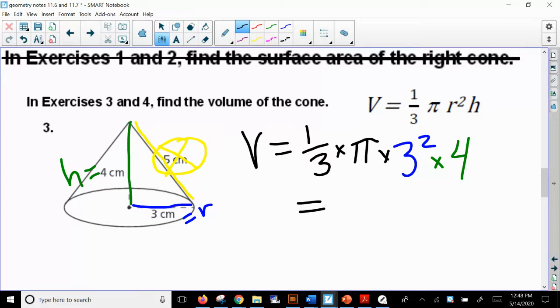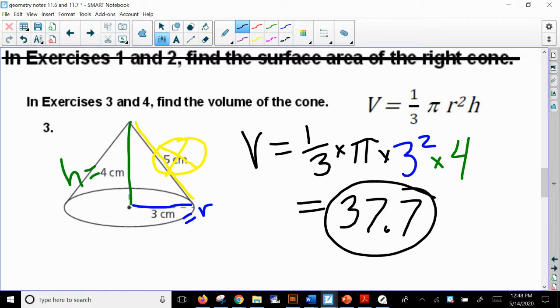And I have a decimal, 37.7, because I rounded up to the nearest tenth. Okay? Some of you might have 37.68. That's cool. You can leave it like that. I got 37.7 because I rounded up. All right? Done. Any questions? Come holler at me.